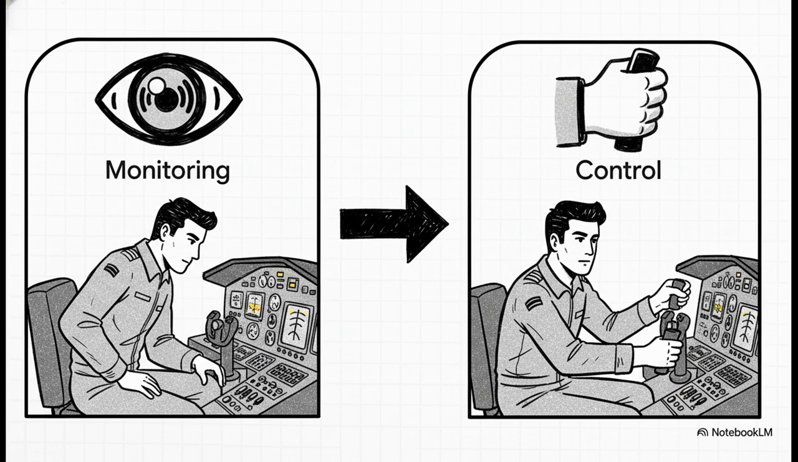Monitoring is about data collection, while control is about decision-making and action. This is the core concept, the main takeaway. Monitoring is seeing, control is doing. Monitoring is checking the instruments, control is actually flying the plane. If you get that, you've totally got this.